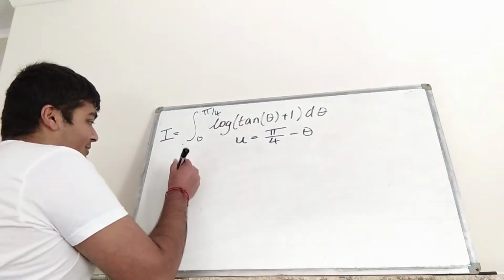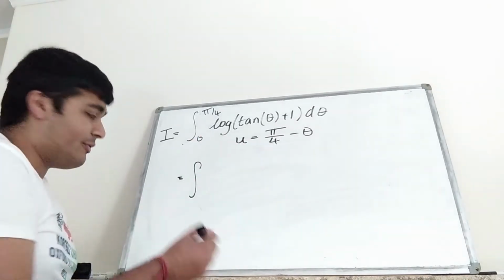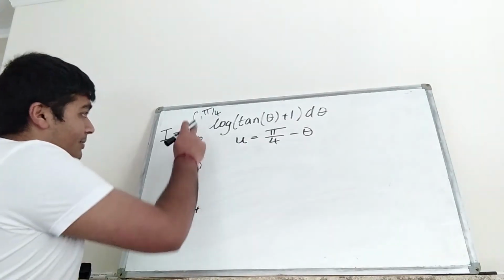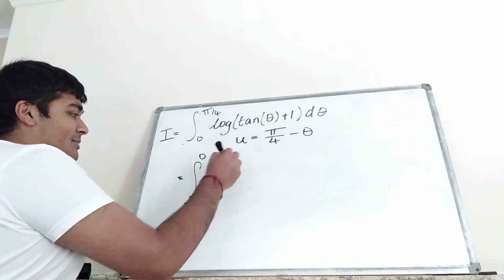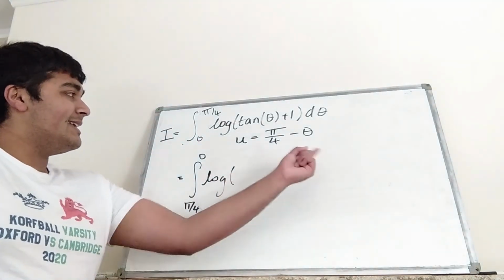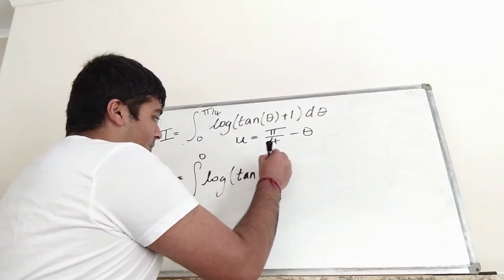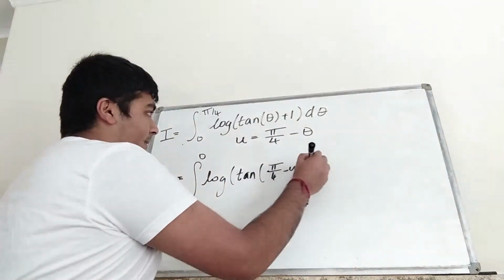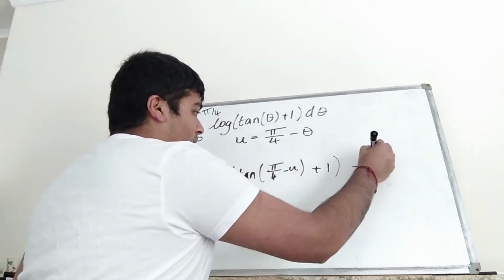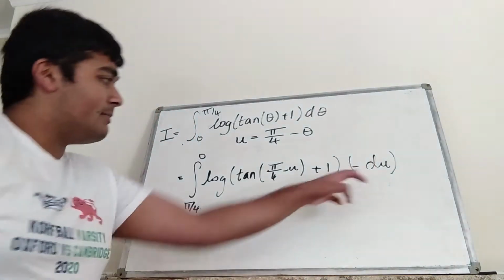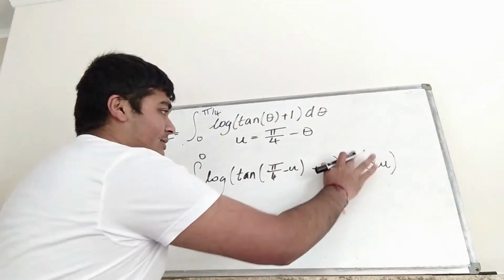Okay, so in this case when theta is 0, u is pi over 4, and when theta is pi over 4, u is 0, and then our integral becomes log(tan(pi over 4 minus u) + 1), and d theta is minus du. But the minus sign here, I can get rid of it and swap the limits of integration. So let's just do that.